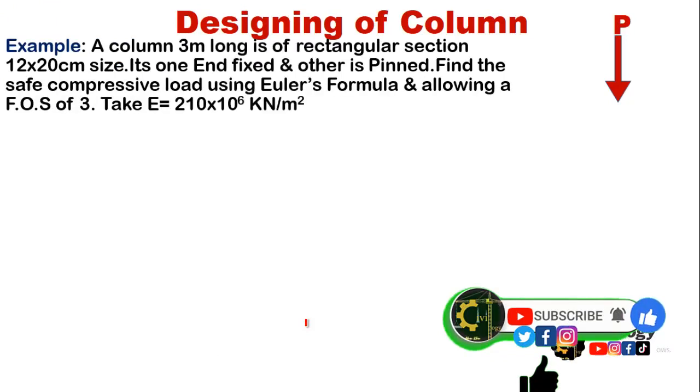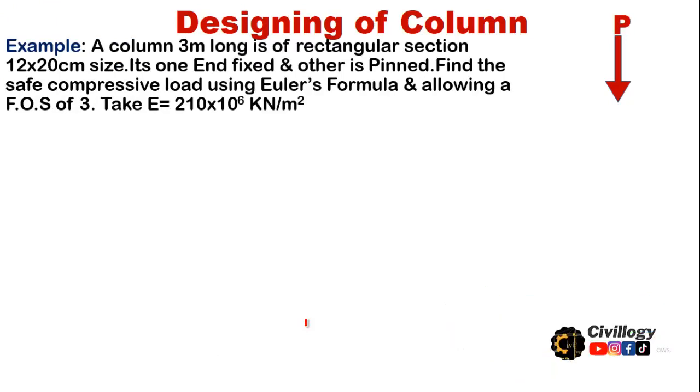Let us have an example to make it easier for you to understand. Let's suppose a column is 3 meters long, of rectangular section of size 12 by 20 centimeters, with one end fixed and the other end pinned. As I discussed earlier, end conditions matter a lot when you design a column. Why is it important, and what are end conditions?